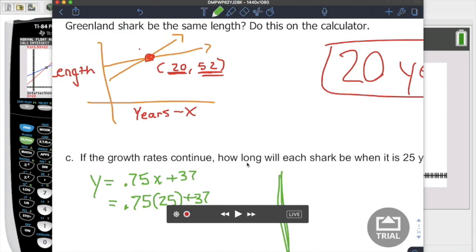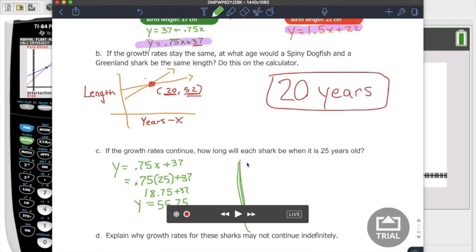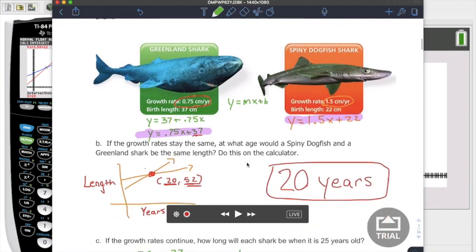I could probably figure out the math on that, but I'm going to pull up my calculator here on my phone. So 0.75 times 25 is 18.75. And then we'll add on the 37. And that gets us 55.75. And that would be the length of the green one, the Greenland shark.